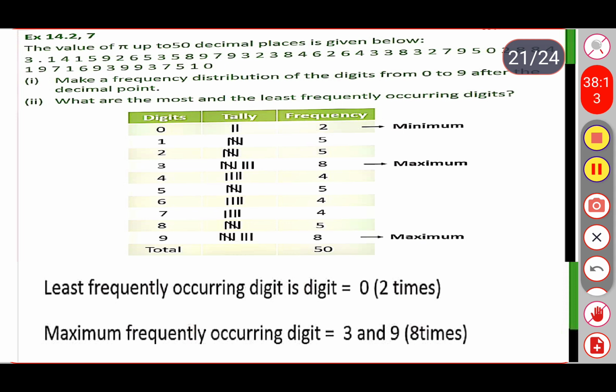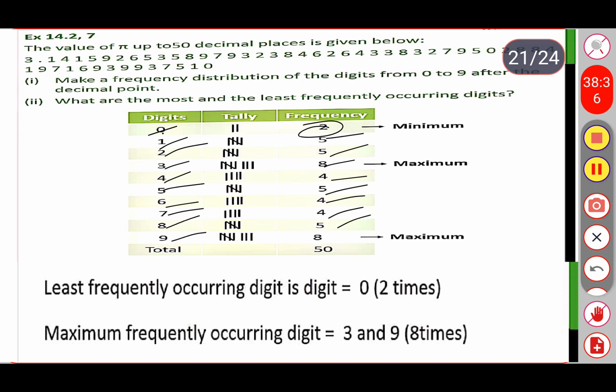0 will repeat 2 times. 1 will repeat 5 times. 2 also repeats 5 times. 3 repeats 8 times. 4 repeats 4 times. 5 repeats 5 times. 6 repeats 4 times. 7 repeats 4 times. 8 repeats 5 times. And 9 repeats 8 times. Here we have the data.